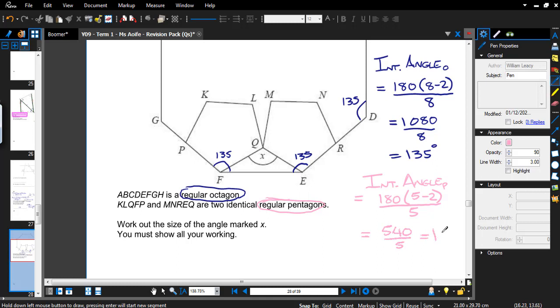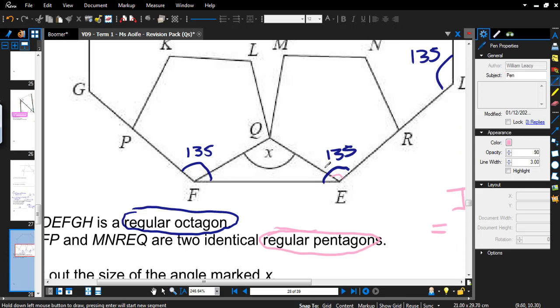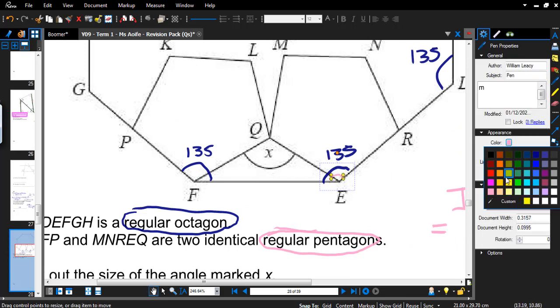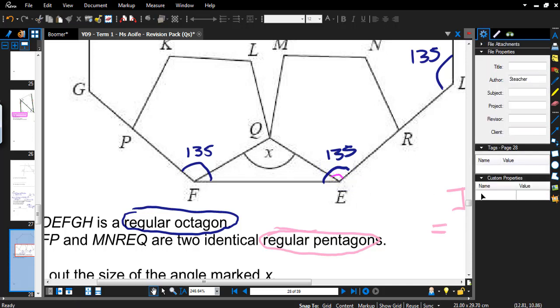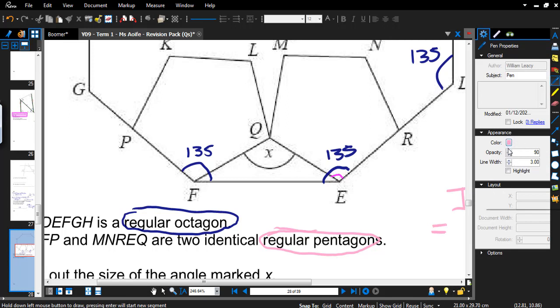So that equals 108 degrees. Okie dokie. So we know that that angle there is 108 degrees. Let me zoom in. I should use a stronger color really, shouldn't I? That one. Yeah, so we know that angle there is 108 degrees.